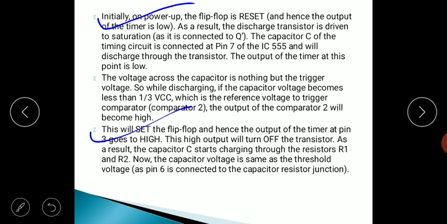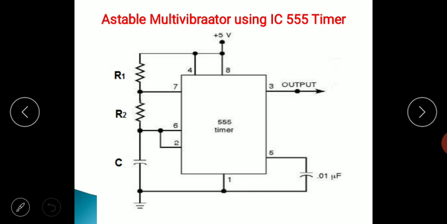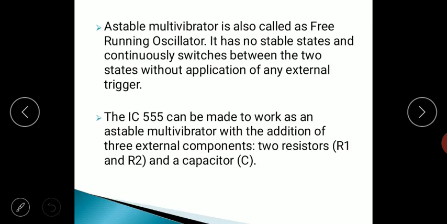Now this high output will turn off the transistor. As a result, the capacitor now stops discharging and it starts charging through resistors R1 and R2. That is, when the lower comparator output is high, the capacitor will stop discharging and now it starts charging through the resistances R1, R2, and the capacitor C will get charged towards the supply voltage VCC.